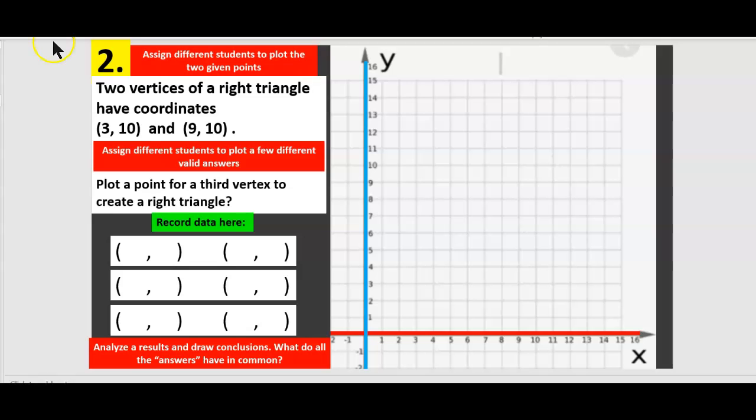Let's plot these points, 3 and 10. Where's the 3? Here's the red 3. That's the X, with a blue 10. That's the Y. Where do they meet?